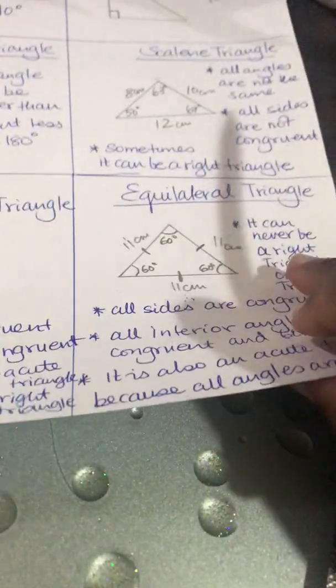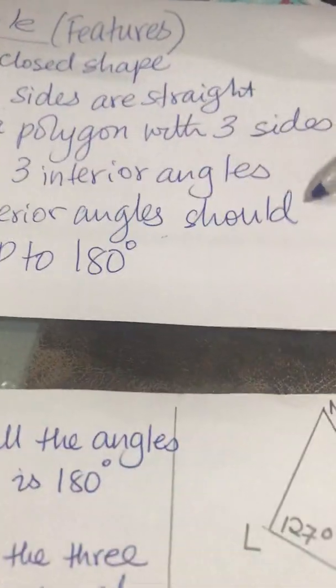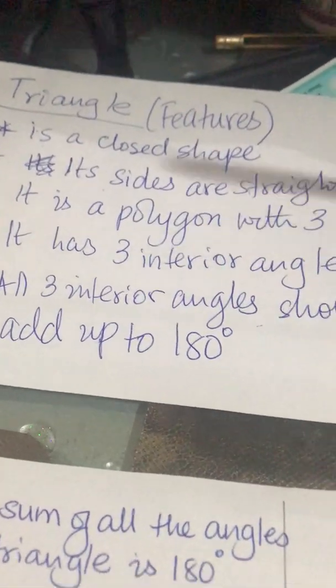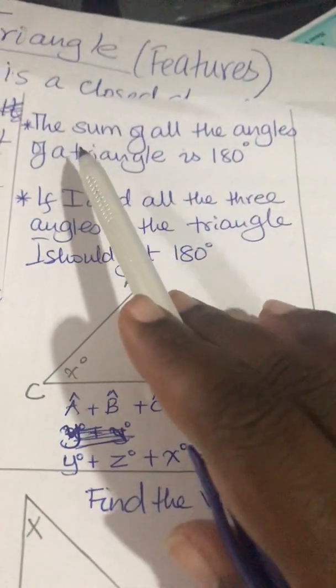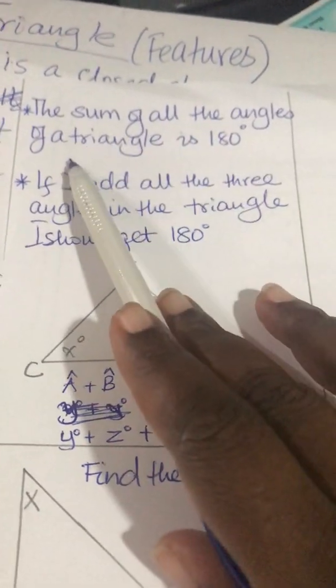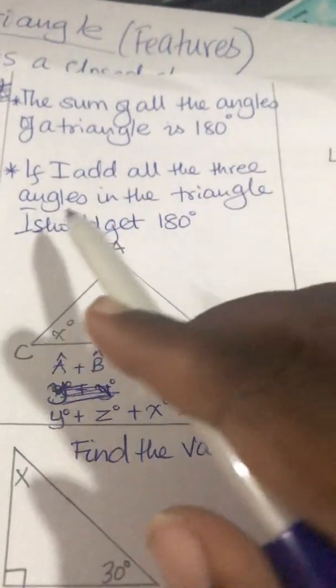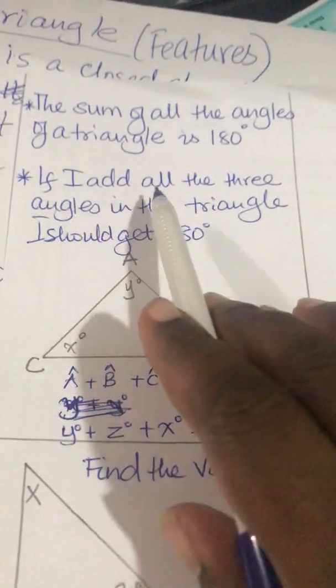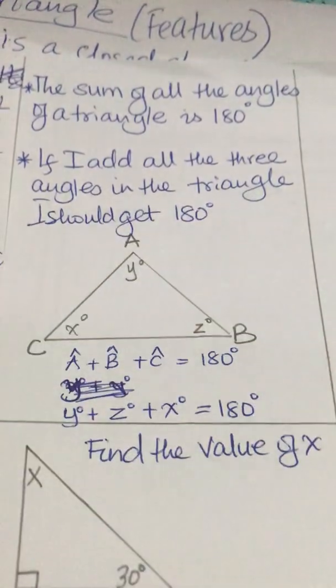Now, let us do some examples. Remember in the definition I said all interior angles should add up to 180. So we should write an equation. The sum of all interior angles of a triangle is 180 degrees. Or if I add all the three angles in the triangle, I should get 180 degrees.